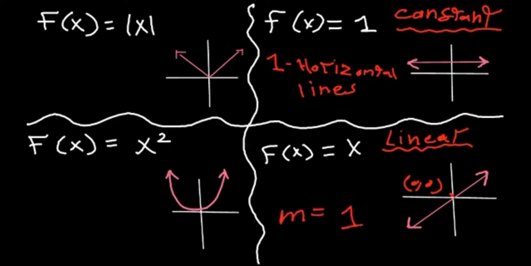Third type of function is the absolute value, AB. And this is the V function, V-shaped function. And it has a vertex of 0, 0 as well at the origin. And this has constant slope as well, since it's 2 straight lines.